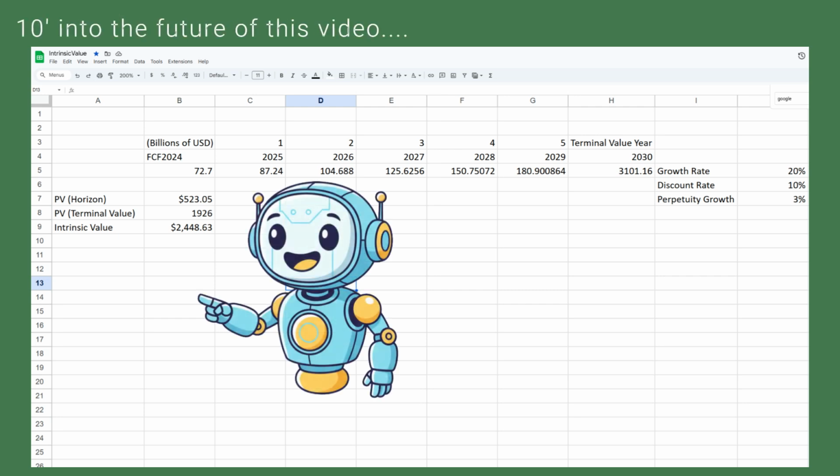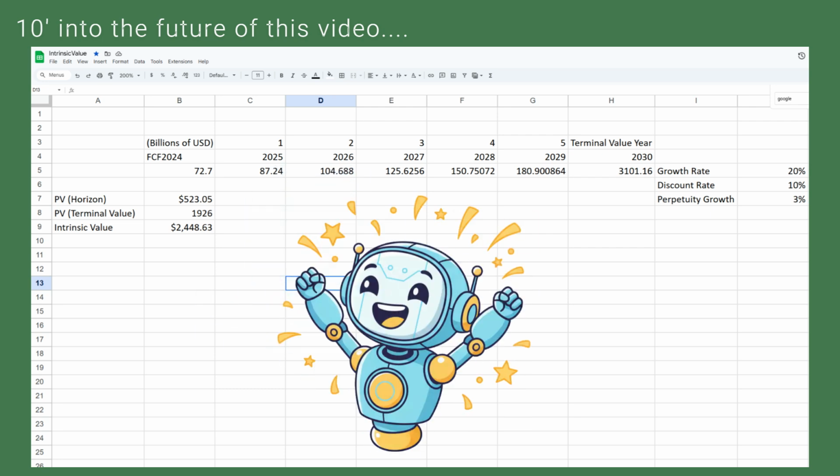And this is how we have calculated our intrinsic value of the company and learned how to instantly get a lot of data using Google Finance. Isn't it awesome?